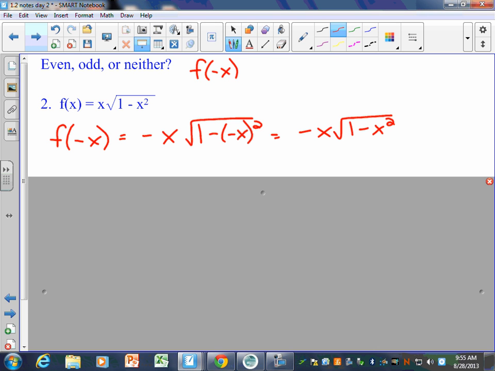So, even function would be if I got back the exact same function that I started with. Did I get back the exact same function? No, so it's not even. What about odd? An odd function would be if I could factor out a negative and still have the same function. Could I do that on this one? Like, could I write this as negative x square root of 1 minus x squared? Is that the same as this, is what I'm asking. If you just took a negative out front and then put parentheses, would those be the same?